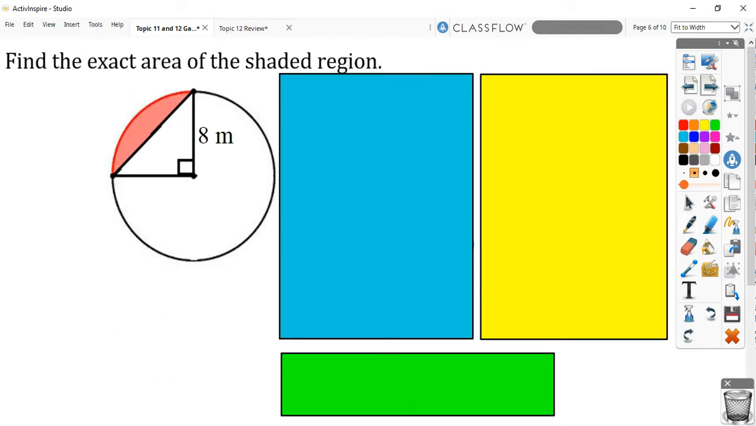Now I believe we're on question number 6. Find the exact area of the shaded region, okay? So here's your hint. You're going to find the area of the whole sector, and then subtract the area of the triangle.